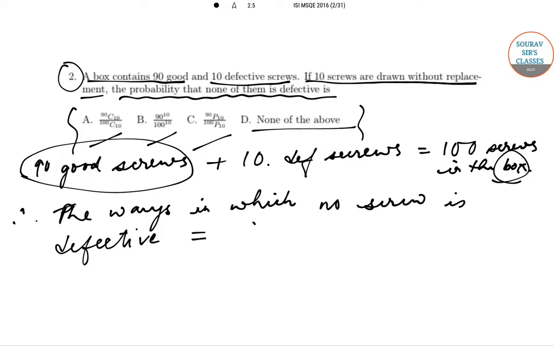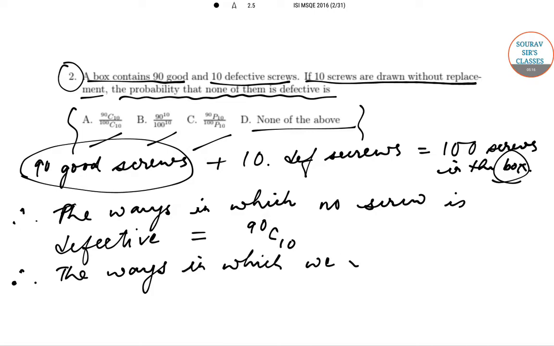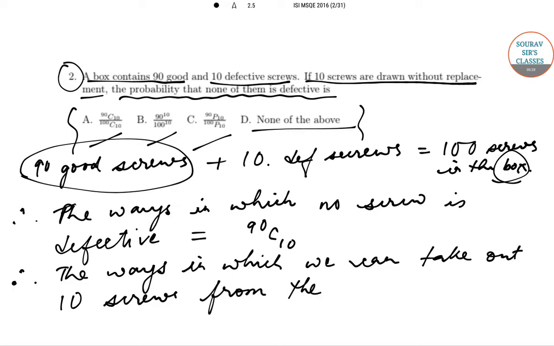So that will be equal to 90 C10. Now the number of ways in which we can take out ten screws from the box is equal to 100 C10. From 100 screws, total 100 screws, we are taking out 10 screws, so that is 100 C10.